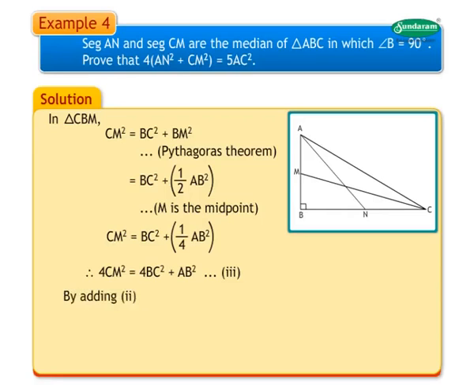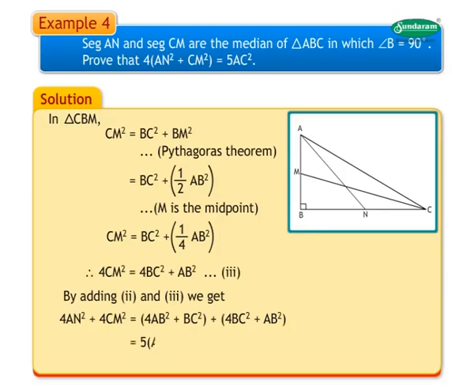Now, by adding 2 and 3, we get 4AN square plus 4CM square is equal to 4AB square plus BC square plus 4BC square plus AB square is equal to 5 times (AB square plus BC square). Therefore, 4 times (AN square plus CM square) is equal to 5AC square from statement 1.